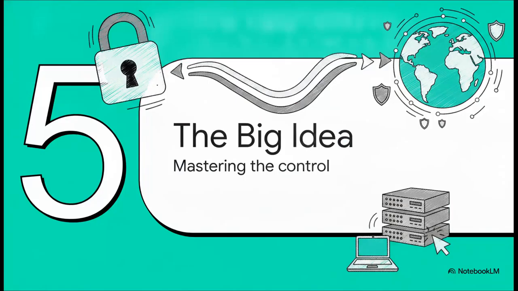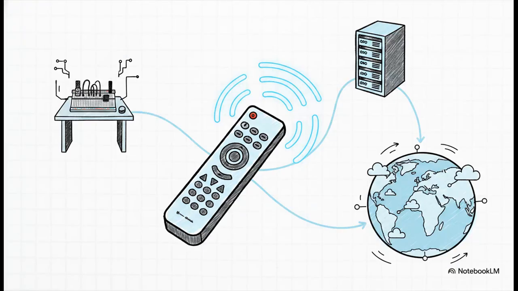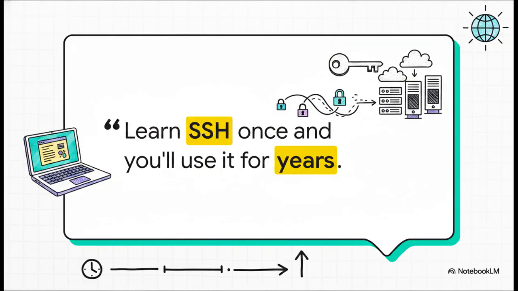Finally, Section 5, the big idea, mastering the remote control. Let's zoom back out for a second and look at why grasping this tool is so absolutely pivotal for your overall tech journey. SSH is the universal remote control of the Linux world. Whether you're casually managing a local hobby project on a Sunday afternoon, or you're a lead DevOps engineer managing enterprise cloud infrastructure across thousands of distributed nodes, SSH is the universal tool you'll constantly rely on. It is the invisible, secure thread tying modern cloud architecture together, acting as the foundation for how we build, maintain, and scale the digital world. Learn SSH once and you'll use it for years.